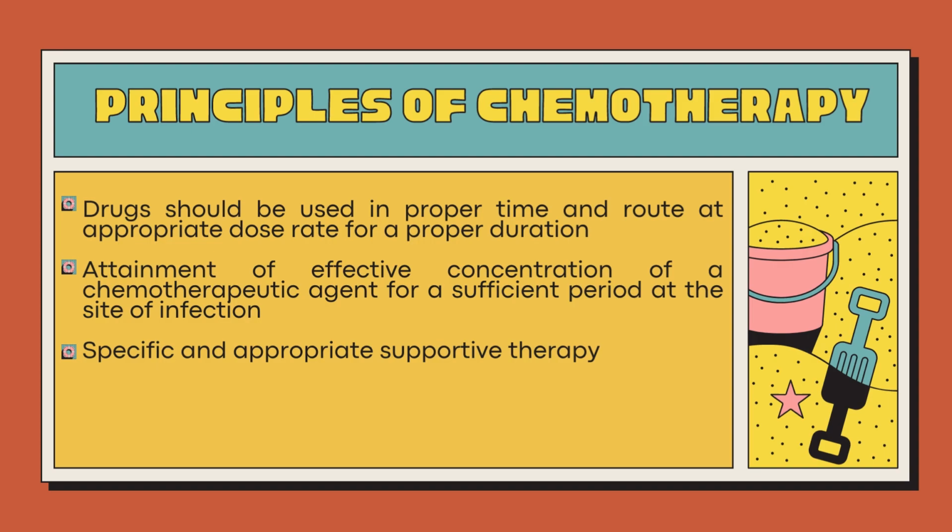Moreover, the antibacterial activity of a given dose of an antibiotic is inversely proportional to the number of bacteria present. Therefore, the earlier the treatment, the more chance that the infecting organism will be caught in the early logarithmic growth phase. Also, attainment of effective concentration of a chemotherapeutic agent for a sufficient period at the site of infection or tissues or bodily fluids infected is very important. Also, specific and appropriate supportive therapy should be undertaken to overcome the infection.